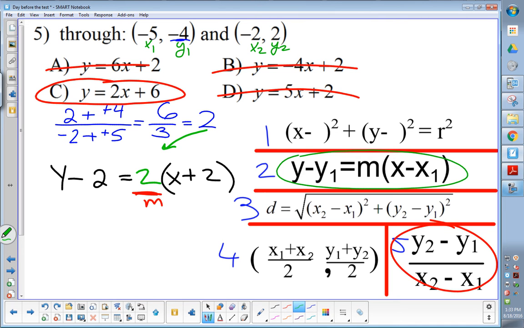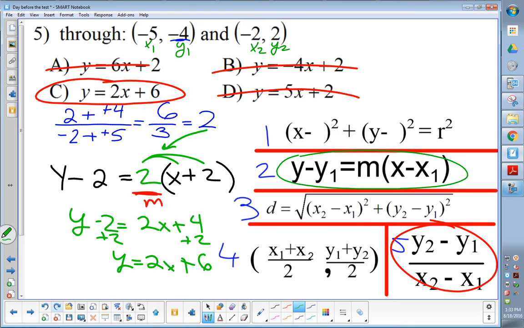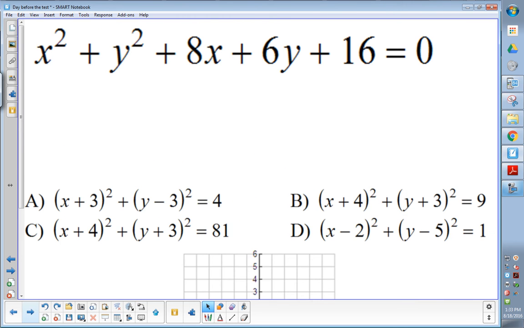Once we find the slope, we plug that into here. We distribute. Remember, if it's a fraction, we would distribute the bottom number this way. But that's not a thing here. So it's going to be y minus 2 equals 2x plus 4. Add 2. Y equals 2x plus 6, just like we got right there. Important problem. That's one you need to know.